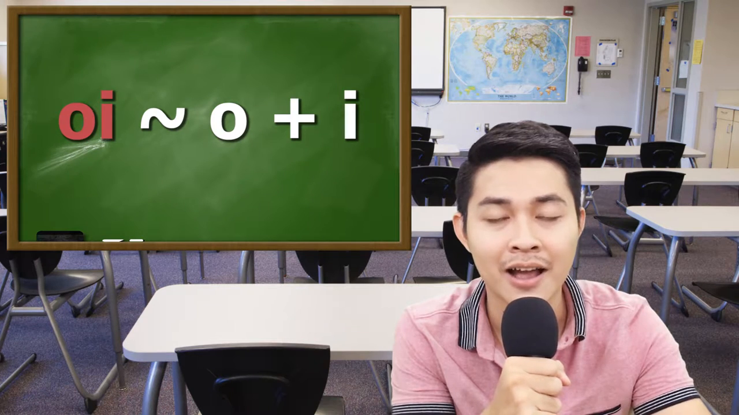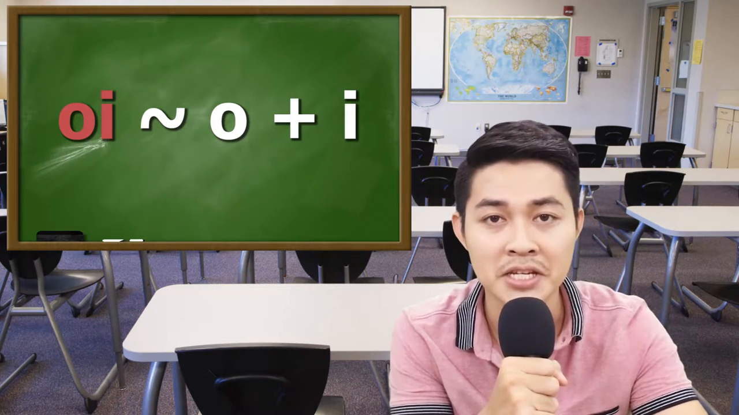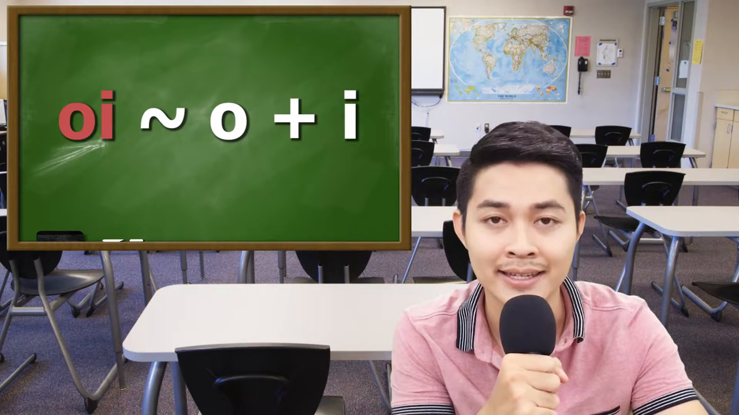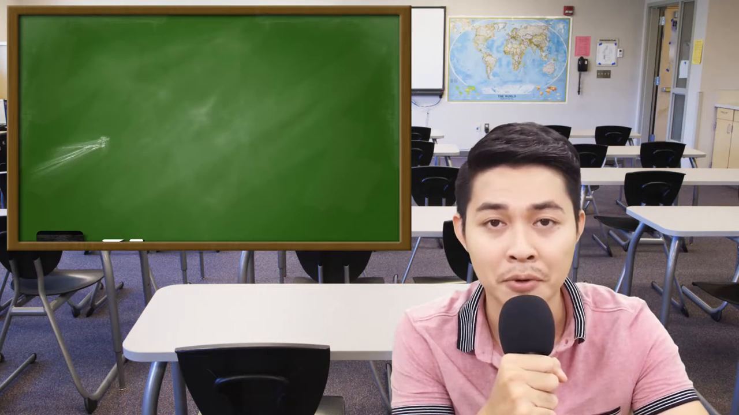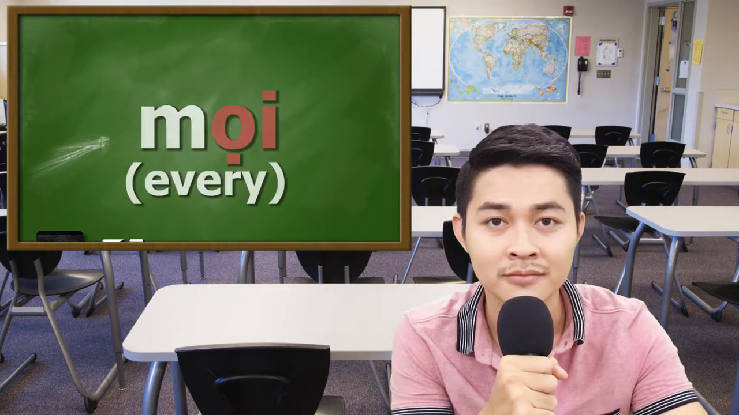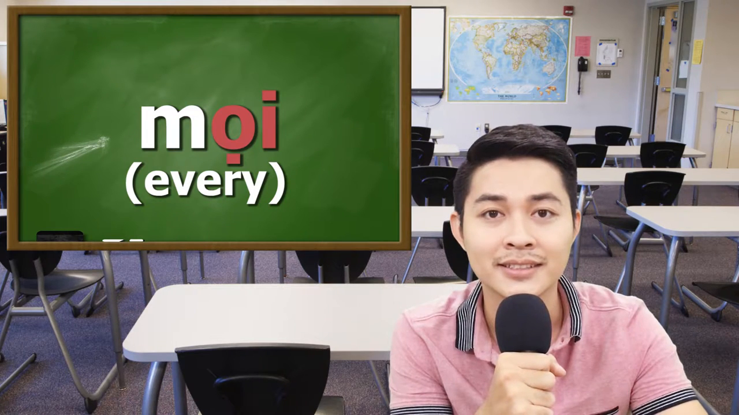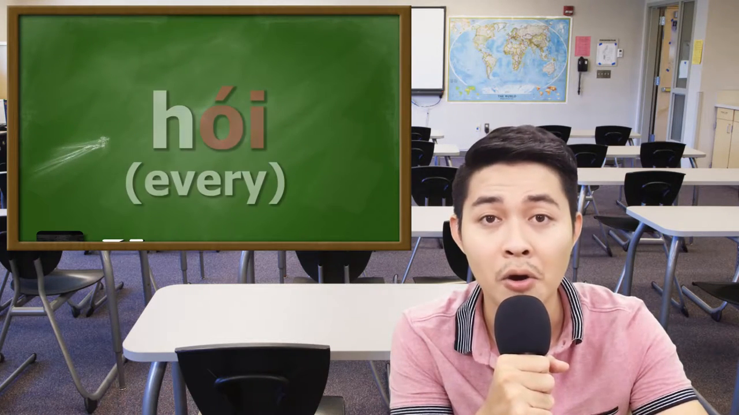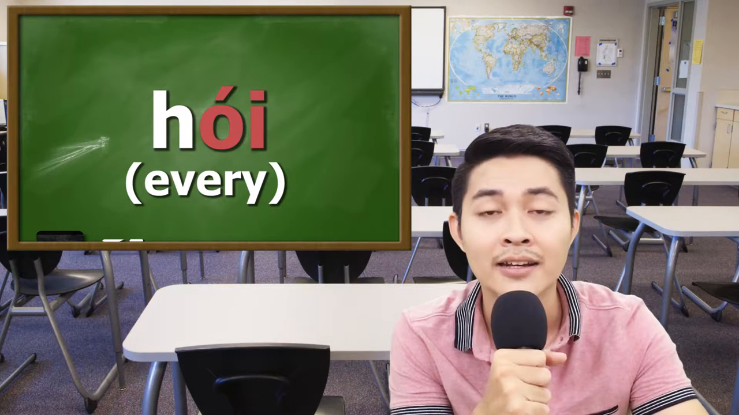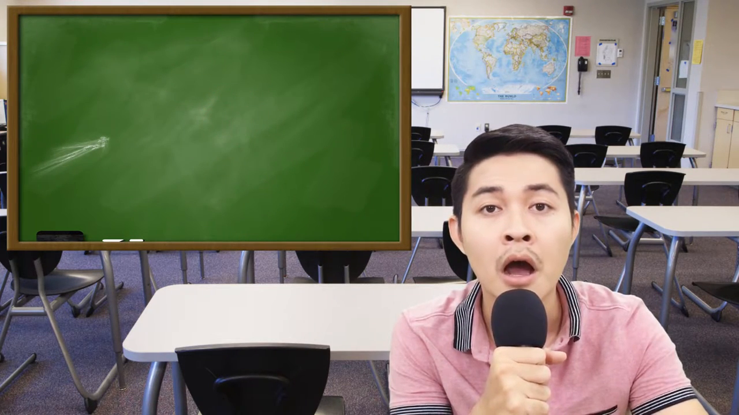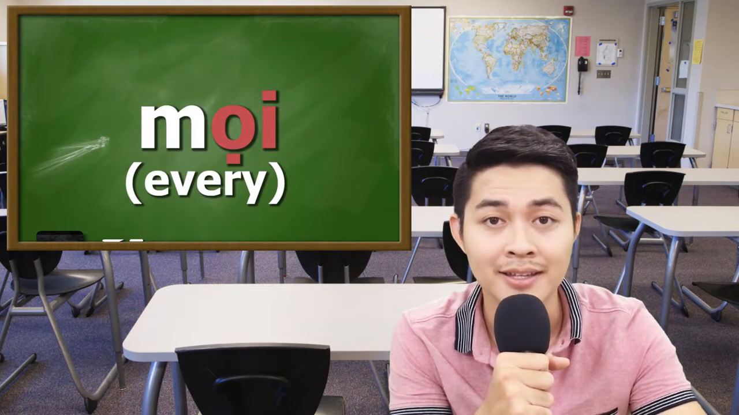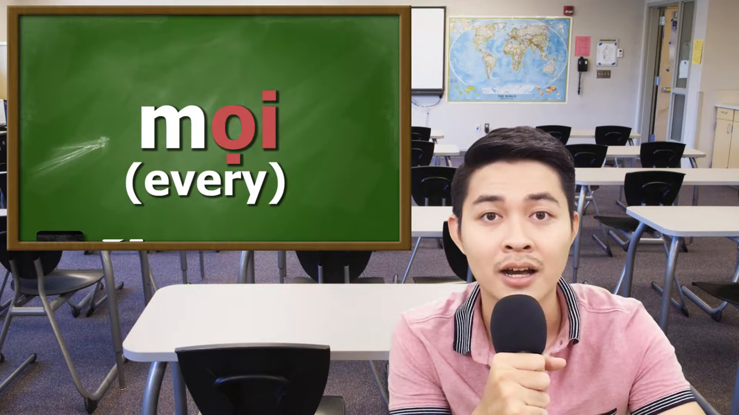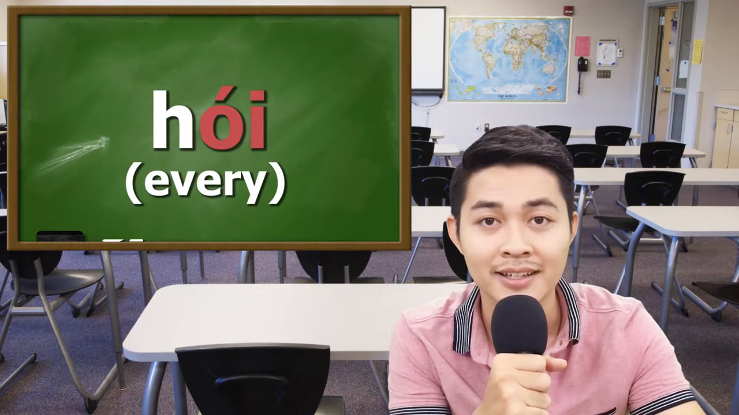The next cluster is oi. This is a combination between o and i. It sounds like this. Oi. For example, mỏi, hỏi. Now repeat. Oi. Mỏi. Hỏi. Good.